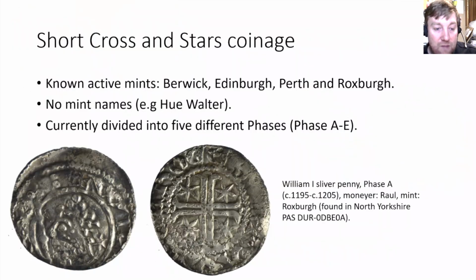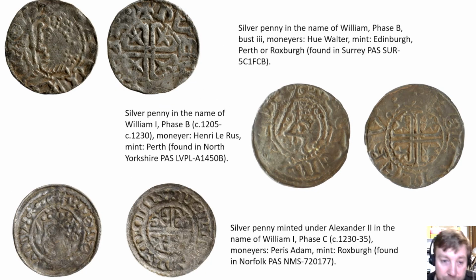So I'll go back. Phase A is generally in the name of William with the legend Willimus Rex, and there are various variations in that reading as well. And the bust type is often quite crude. And then when we get to phase B, which is the main type, this was issued during the later part of William's reign, and also, excuse me, after William had died. So under Alexander, but in the name of William.